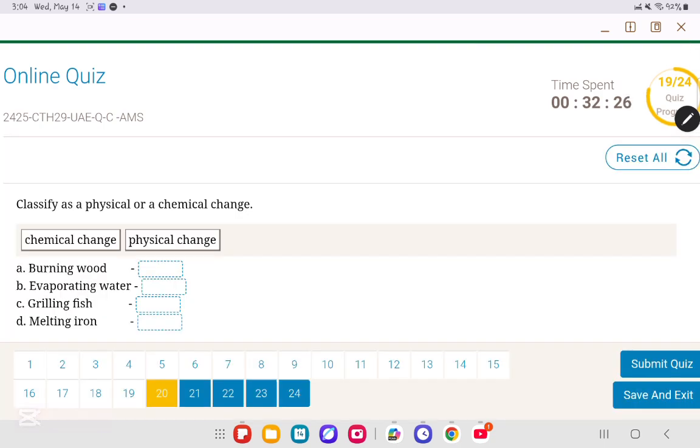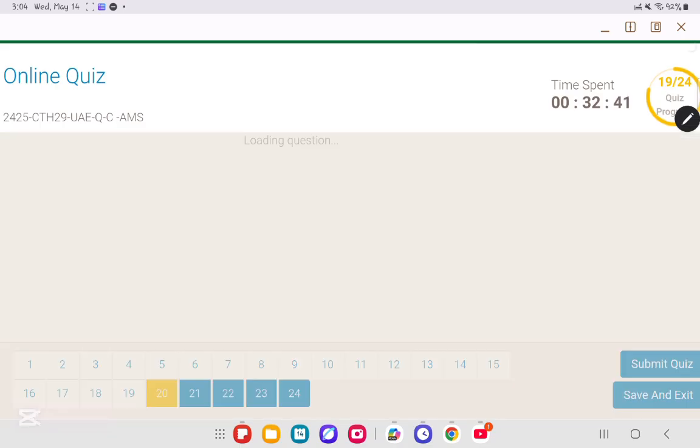Okay. Chemical change means you cannot go back. So if you burn wood, can you turn it back to how it was originally? No. But evaporating water, you can. So it's a physical change. If you grill fish, can you turn it back to how it was originally? No. So it's a chemical change. However, if you melt iron, you can.